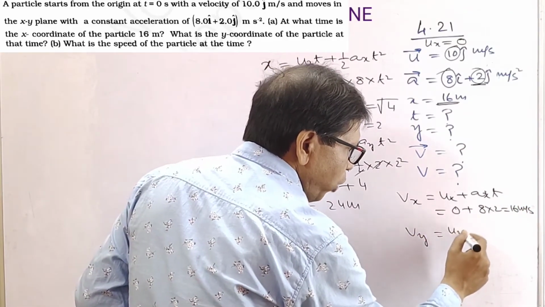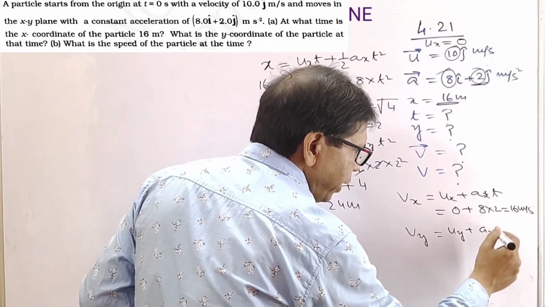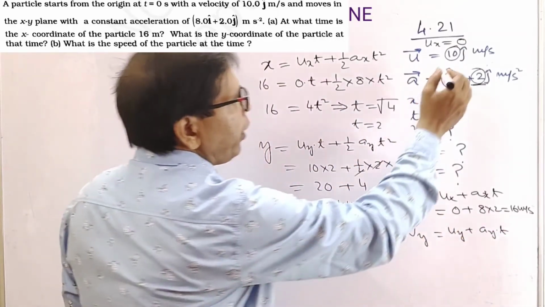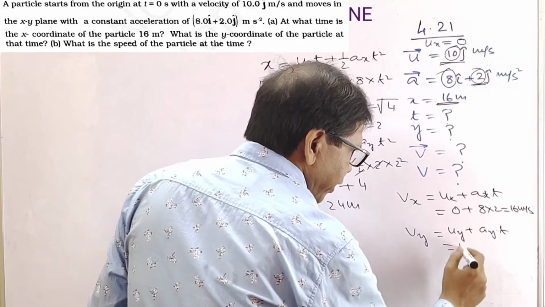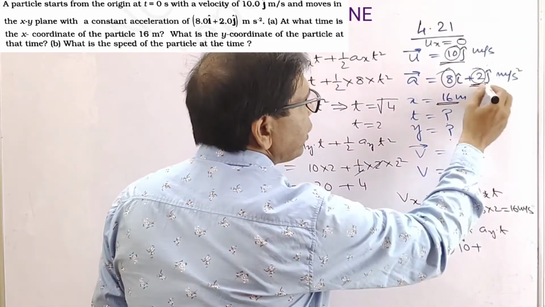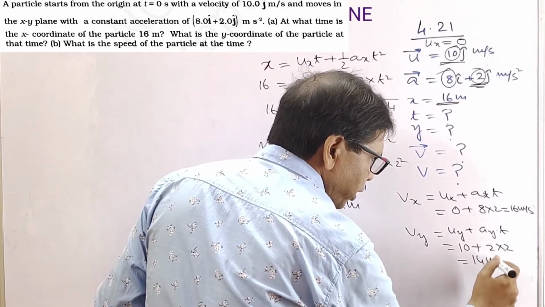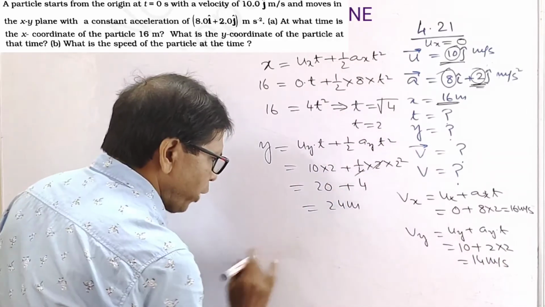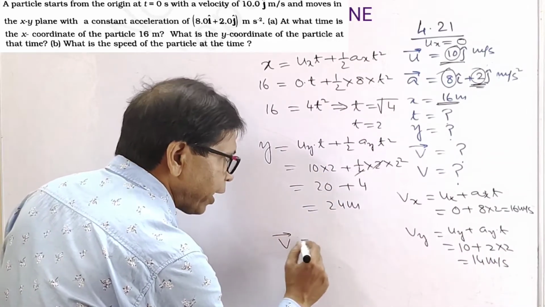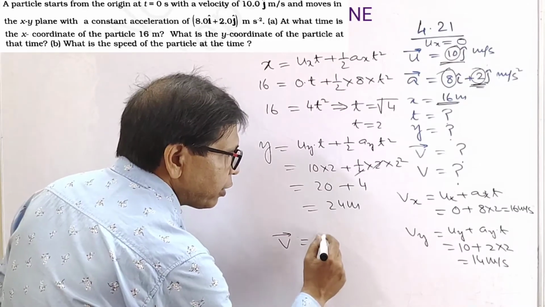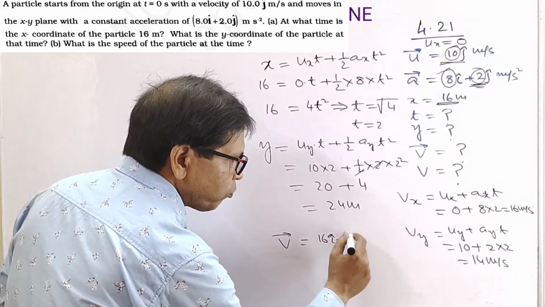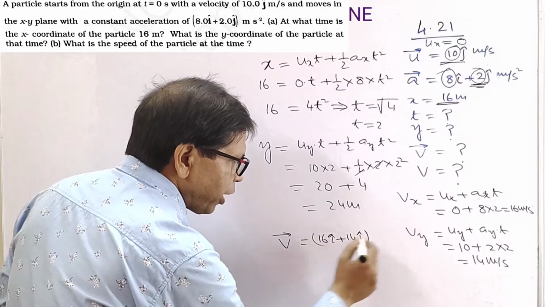Vy equals uy plus ay into t. What is uy? Look at this, this is 10 plus ay, which is 2 into 2. So this is 14 meters per second. Look at this, velocity vector v equals 16 i cap plus 14 j cap meters per second.